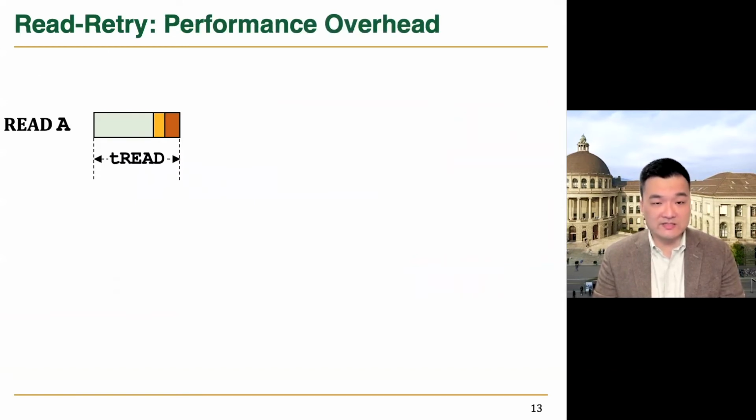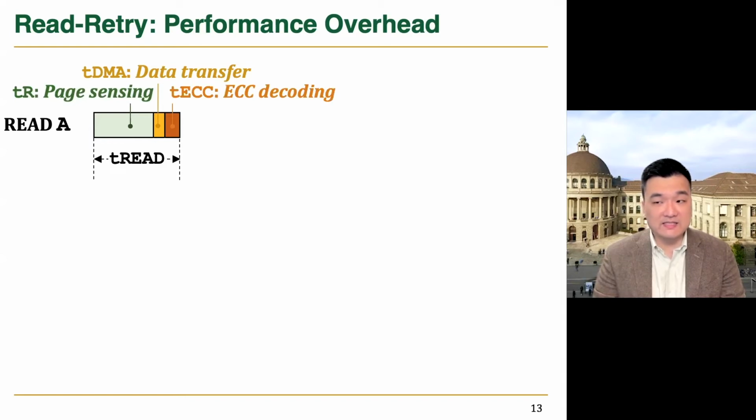Reading a page consists of three steps: page sensing at the chip, data transfer from the chip to the flash controller, and ECC decoding at the flash controller. If the number of bit errors is lower than the ECC correction capability, the read request can be returned immediately after ECC decoding.